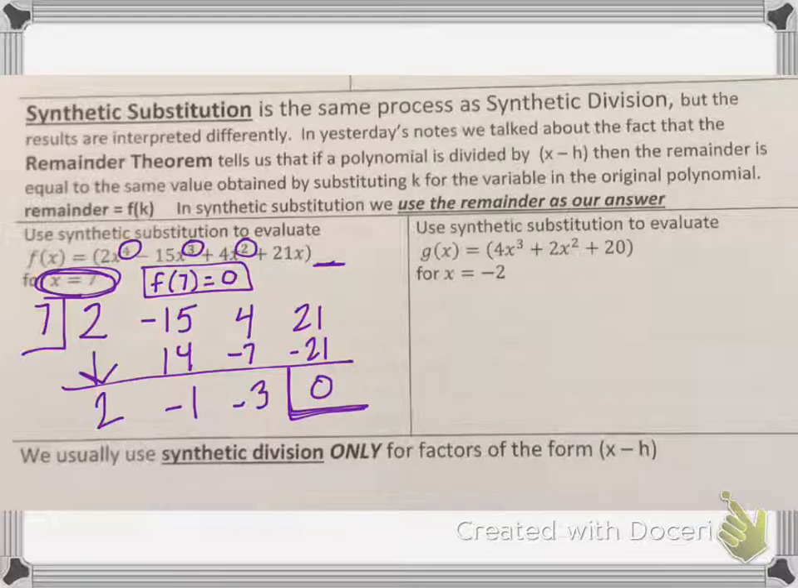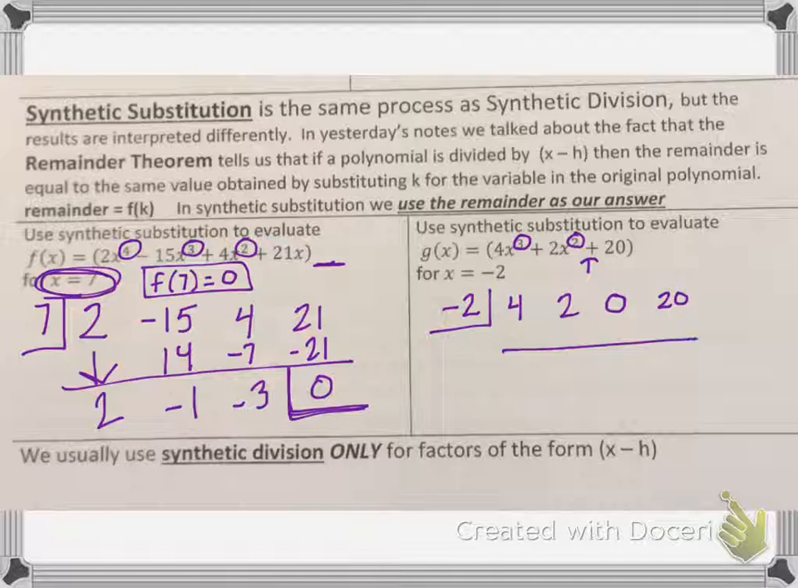That's what my answer would be. Pretty simple, yeah? All right, let's use synthetic substitution over here. What's my box number? Negative 2. What are my numbers across? Let's look carefully. 4, 2, 20? No. X to the third, x to the second. There's a missing x to the first term, so there has to be a 0 right there. And then the 20. Again, missing that placeholder will royally screw you up. So let's do our division. Bring down the 4, multiply by the box number. That gets me negative 8.